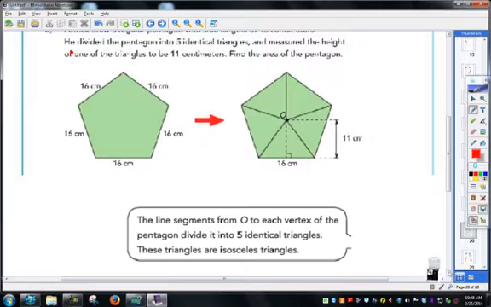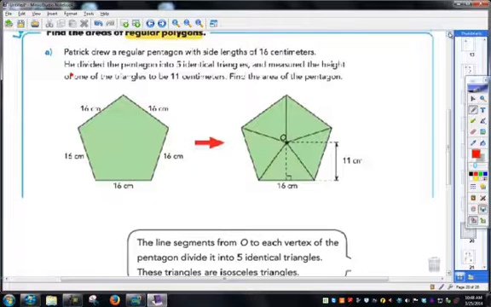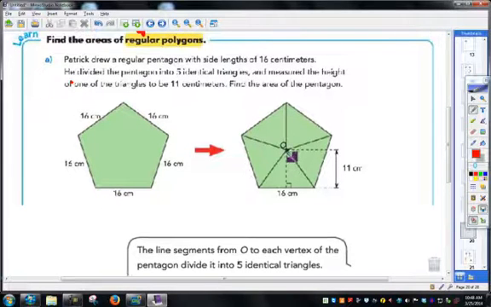If you get a chance, go onto Google and just Google area formula for a pentagon. I'm sure there's an equation or a formula out there. I just have no idea what it is, and quite frankly, I don't care because I know that I can decompose this into other shapes, and that's exactly what we did here.